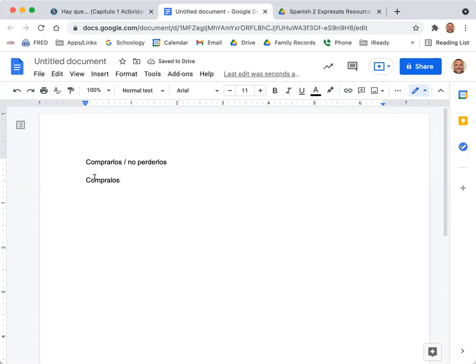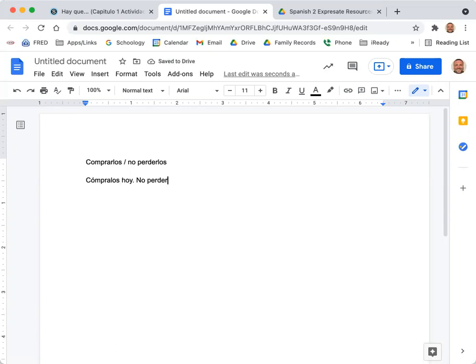Notice though that because we have the extra syllable, we have to make that have a written accent. And that is basically the answer. Cómpralos, maybe we can say cómpralos hoy. Buy them today. The situation is I need to buy school supplies, so let's say we'll buy them today. Now we want to give a negative command and we have the verb perder. Perder means to lose, right? Perder means to lose.